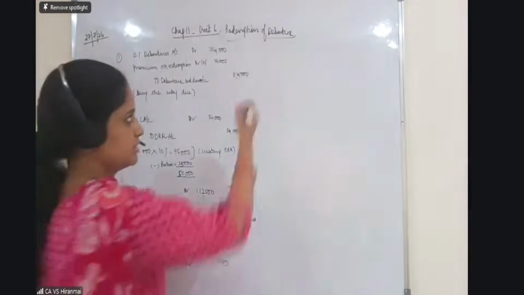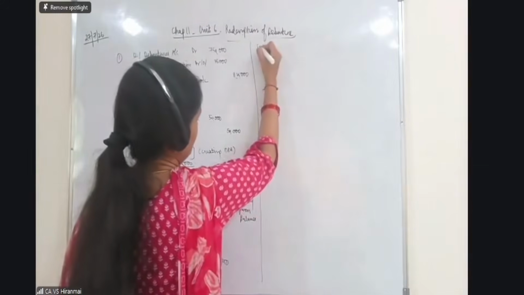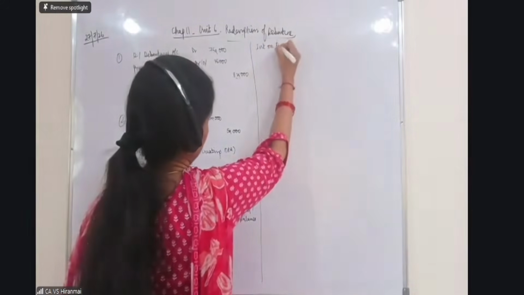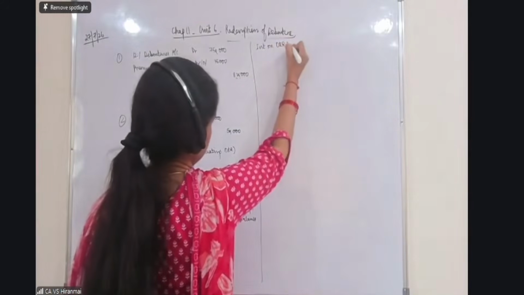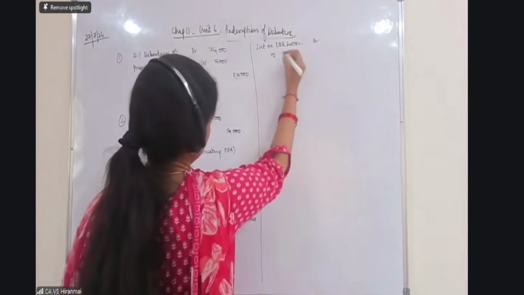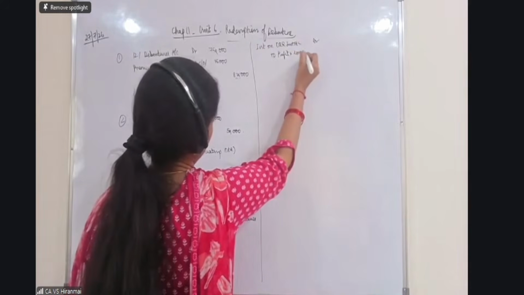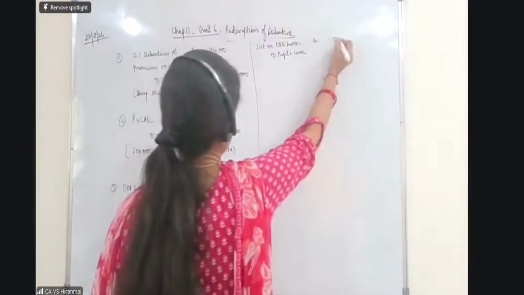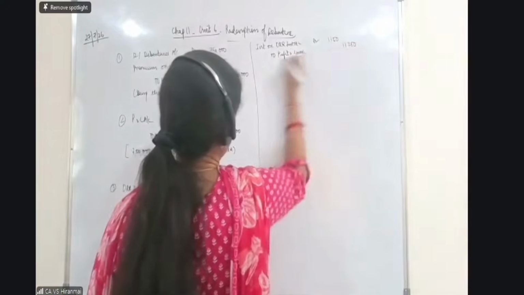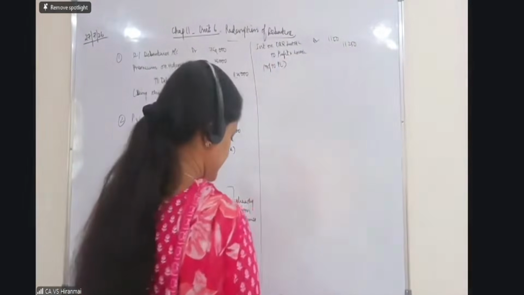What is the next entry that you will be passing? You will be passing interest on debenture redemption reserve investment account debit to profit and loss account. That is 11,250, 11,250 transferred to P&L because this is the income for them.